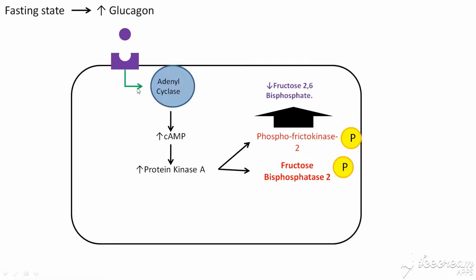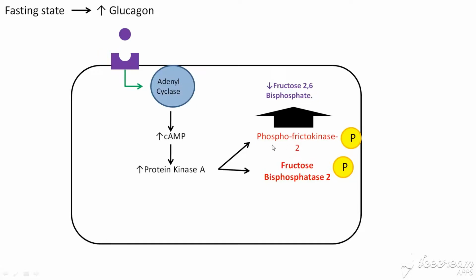Now, on a cellular level, what happens with glucagon is that it's going to bind to its receptor, and it's going to induce adenyl cyclase. Now, this is going to lead to an increase in cyclic AMP. It's going to lead to an increase in protein kinase A. Of course, protein kinase A is then going to go and phosphorylate these two enzymes.